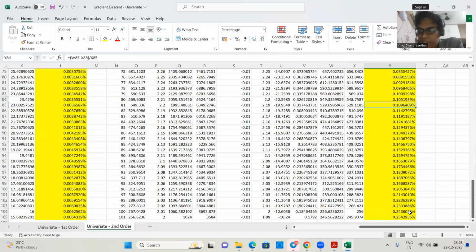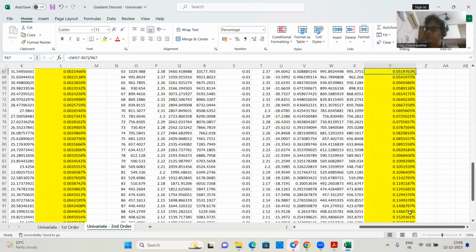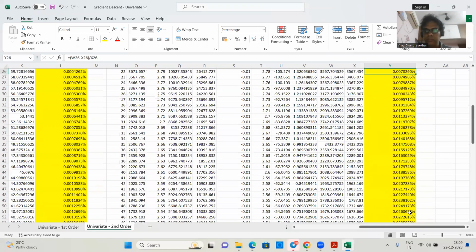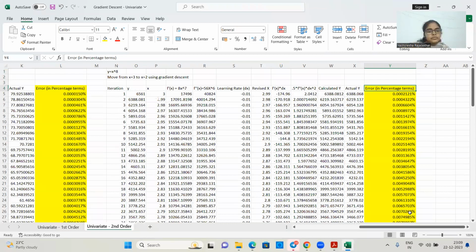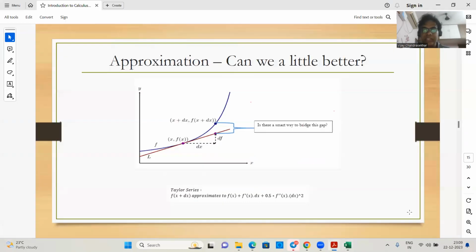Before I proceed, any questions? So in Taylor series, the more the terms, the less the error will be. That is the observation. Exactly. Absolutely. Correct. So the thing is, the more the terms, the lesser the error. The smaller the dx, the better the approximation.